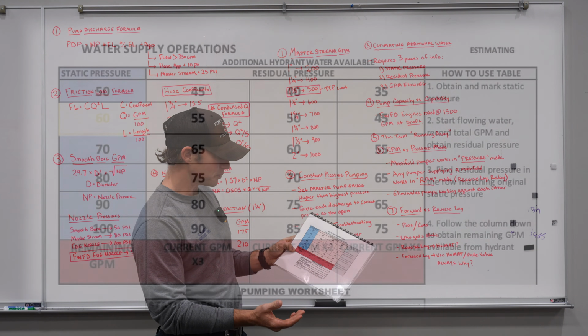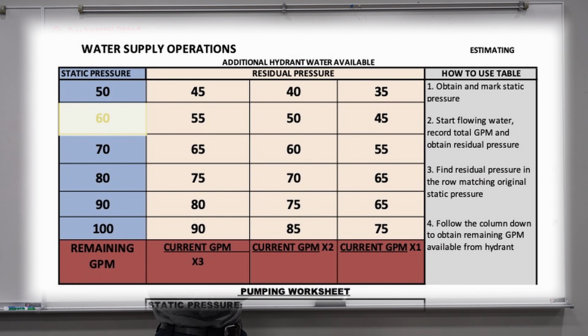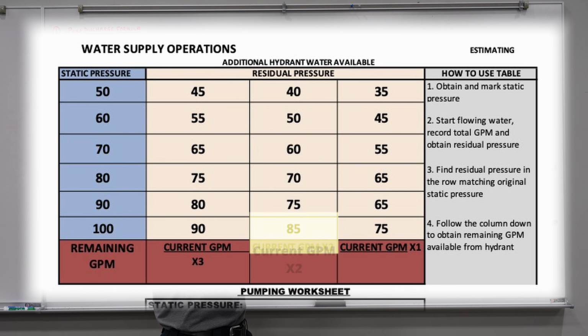As an example, if your static pressure is 60 initially, and you open up a booster at 175 gallons per minute, and you open up a 2-inch at 250 gallons per minute, your total gallons per minute at that point is going to be 425. If at that point you're flowing 425, your static was 60, and you drop down to 50 psi, you look up at your intake, and now it's at 50 while flowing 425, you can come down here and see that you can get 2 more times your current gallons per minute.